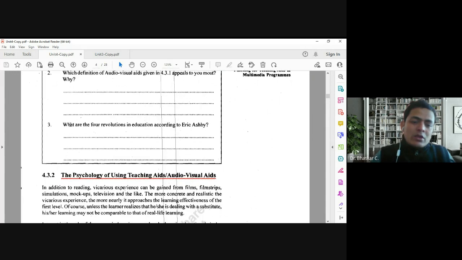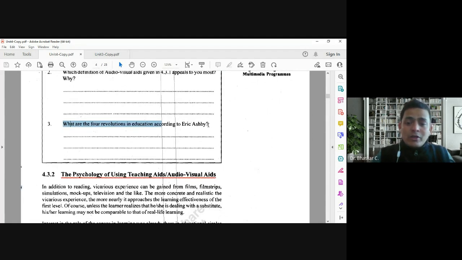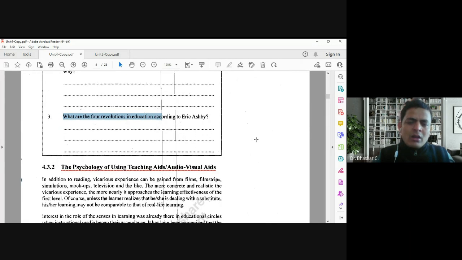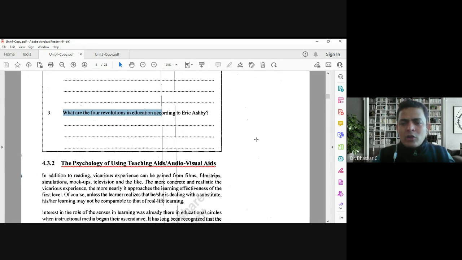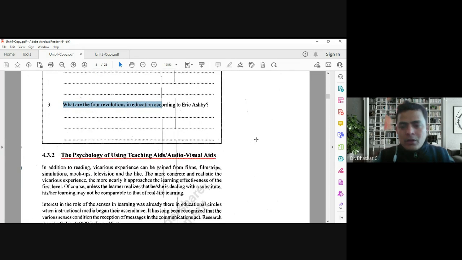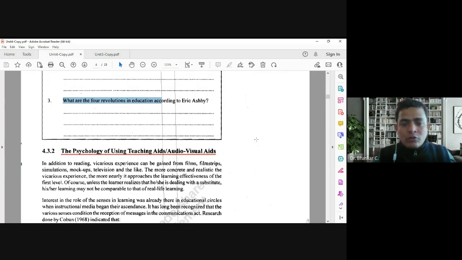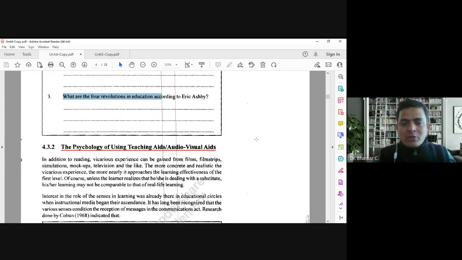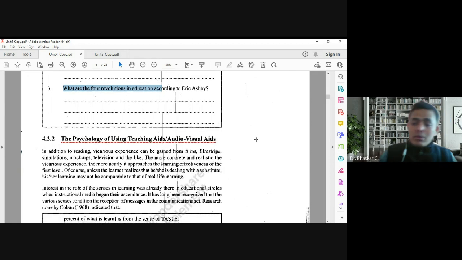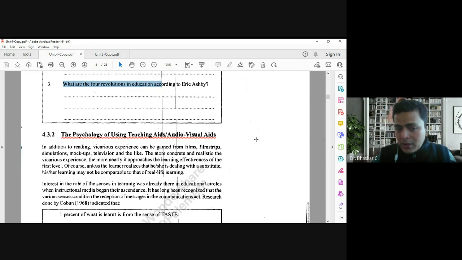And the last question is, what are the four revolutions according to Eric Ashby? I hope that such questions may definitely be answered by you in detail along with certain logic, right? Because I have already discussed in detail what are the four revolutions which Eric Ashby talked about: from home to school, then writing, then printing, and last is the mass media.